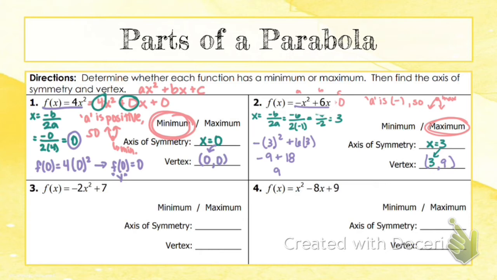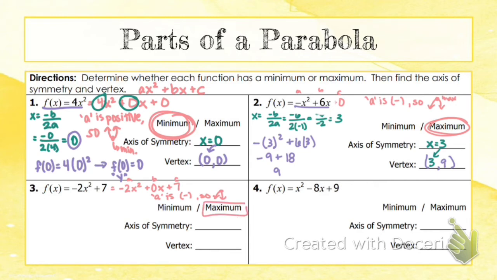All right, number 3. We can rewrite this as negative 2x squared plus 0x plus 7. So we have a, b, and c. A is negative, so the arrows point down and we have a maximum.